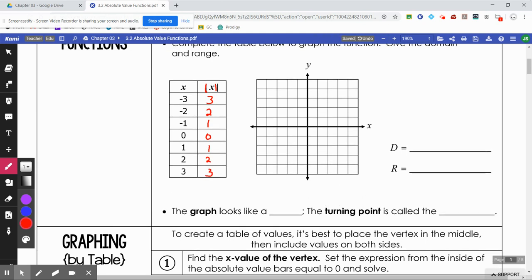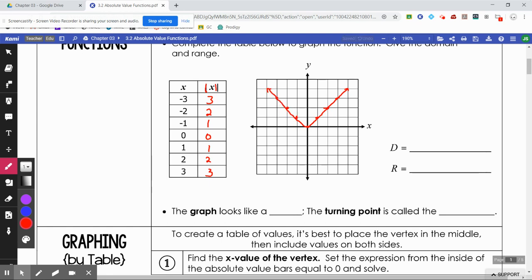When you graph this, you get this shape. When you plot -3, 3, -2, 2, -1, 1, 0, 0, 1, 1, 2, 2, and 3, 3, you see what happens. You end up with this shape. Let me connect my dots here.